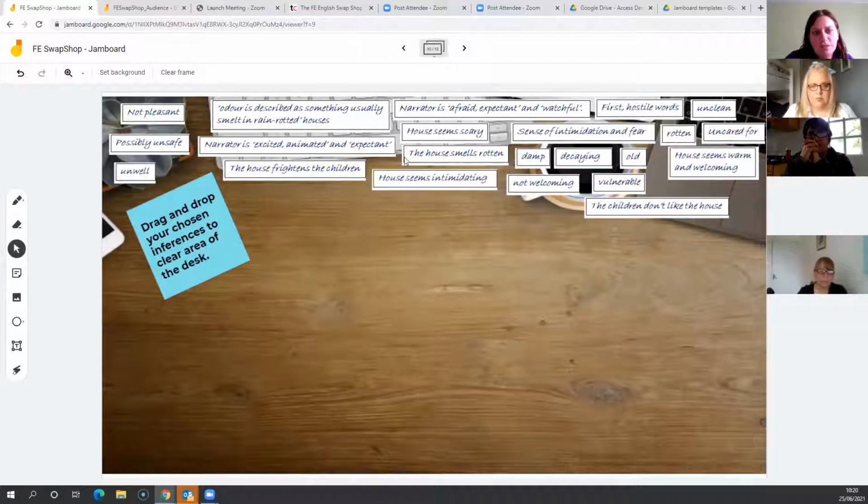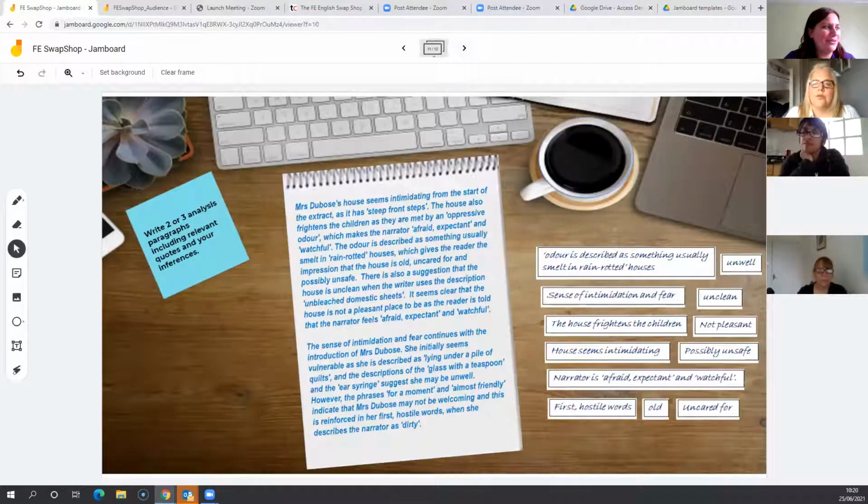So some of these are true and some of these are sort of false inferences, and they drag them into the main desk area. Again, this is a discussion that they have. I'm very wary of the time. We haven't got any more. And then the last thing, again, is to do a piece of writing based on that, of their inferences. So it's all about step-by-step building up. And these are sort of group tasks, if you like.